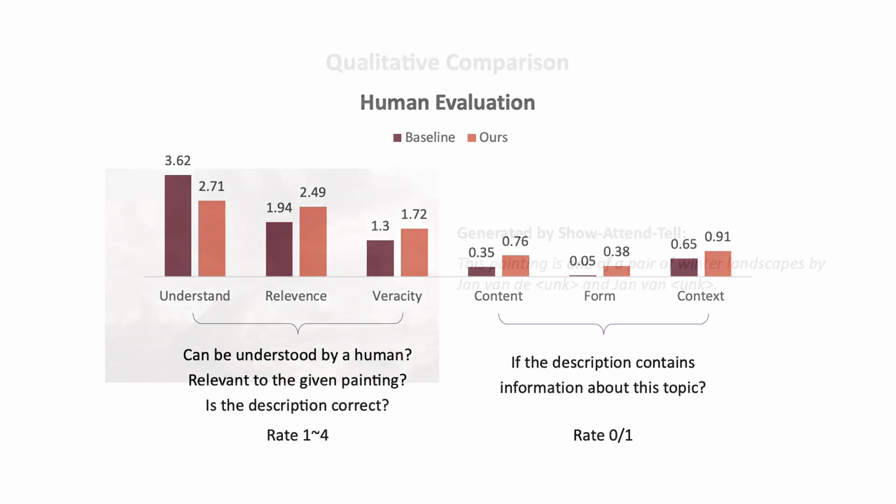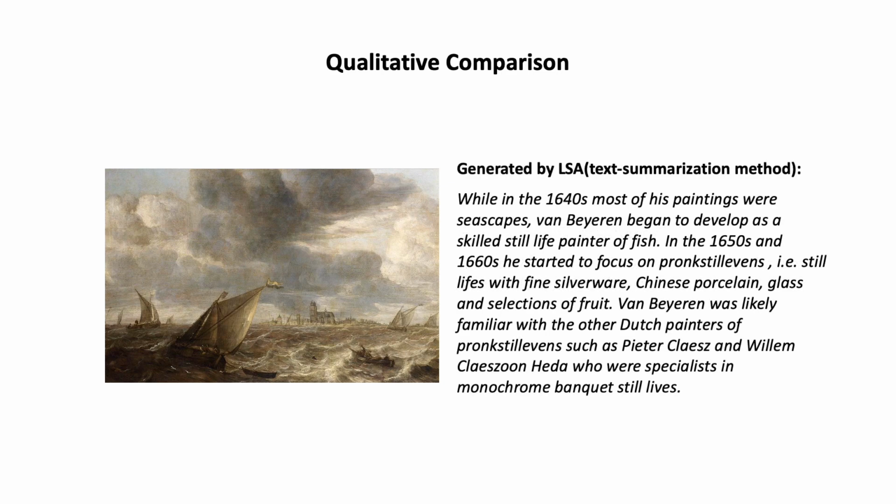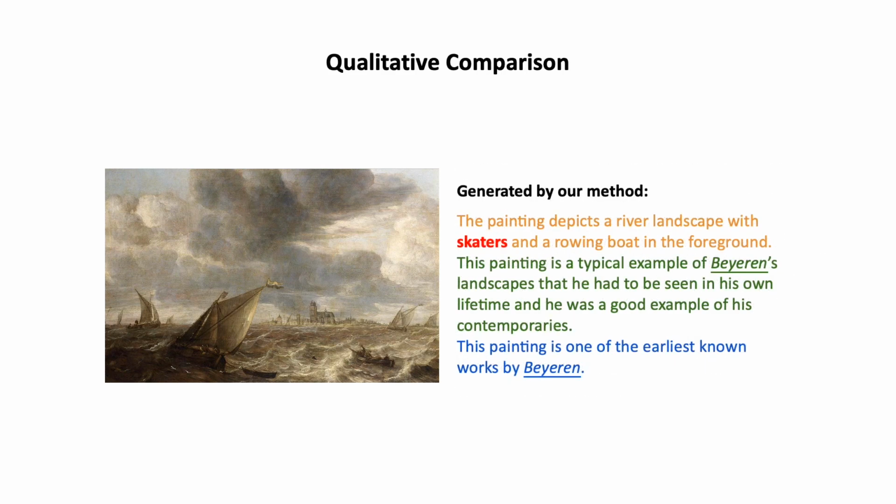Next, we show a qualitative comparison of our method. The sentence generated by the classical method is short and easy to understand, but it contains very little information and has difficulties with some low-frequency words. The paragraph generated by a text summarization method looks detailed, but it is mainly talking about the author, not the artwork. The sentences generated by our method describe the artwork from different aspects, which conveys comprehensive information to the reader.